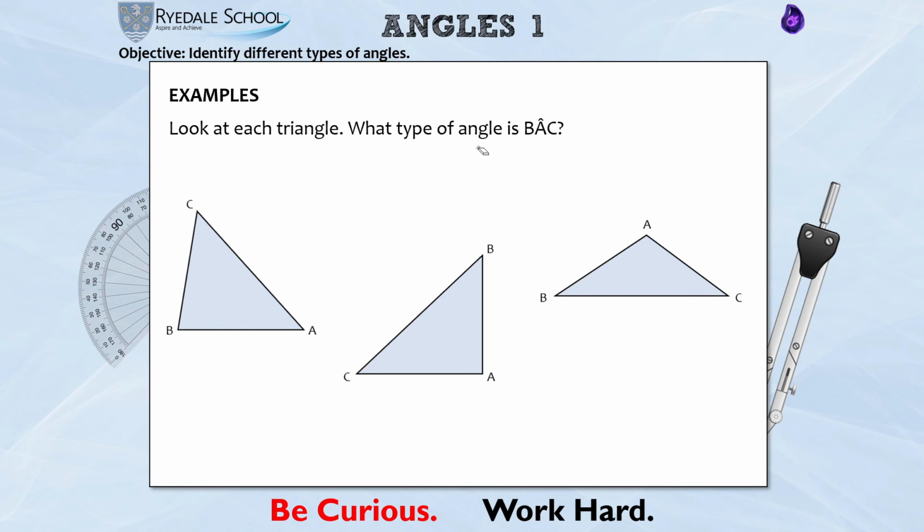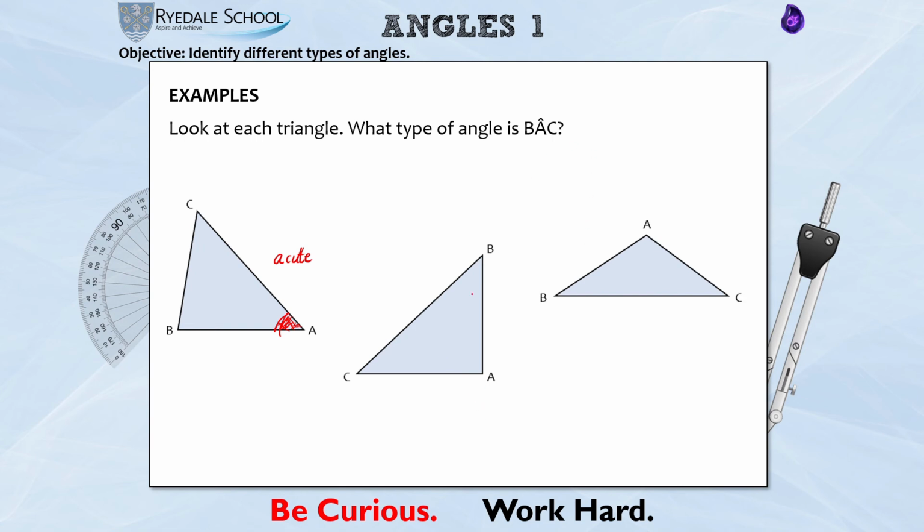So let's mark on where angle BAC is for each of these triangles and then work out which type of angle it is. B to A to C is drawing out that angle there. Well, what type of angle is that? Picture pizzas if you prefer, or just have a look at it. That's a nice small angle, so that is an acute angle. So that one is acute.